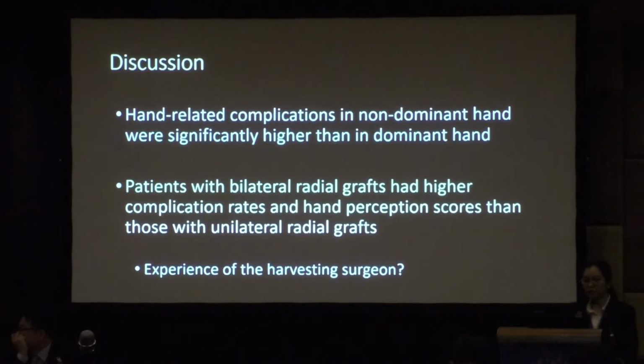Hand-related complications in the non-dominant hand were significantly higher than in the dominant hand, which may be related to the experience of the surgeon that participates in the operation, because we usually assign the experienced surgeon to harvest from the dominant hand. It would be the same reason when comparing only the non-dominant hand perception score between the two groups. The patients in the bilateral group had a higher hand perception score because the more radial artery we use, the more surgeons we need, and the more younger surgeons attend the operation.